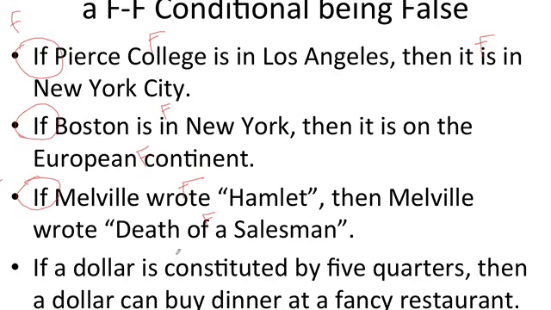Lastly, a dollar bill is constituted by 5 quarters. False. A dollar bill can buy dinner at a fancy restaurant. False, generally speaking. I suppose there could be some exceptions, but I think we both know that it's generally the case that a dollar isn't going to do that. And then we would say it's false that if we have a dollar constituted by 5 quarters, then we can buy dinner at a fancy restaurant.